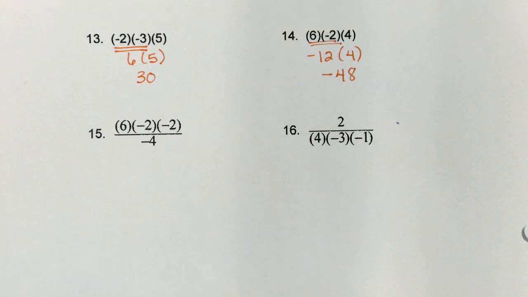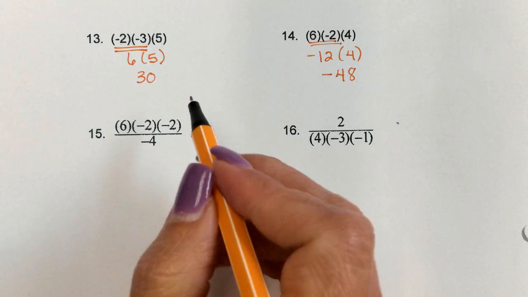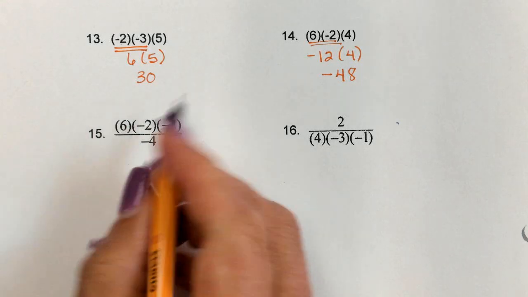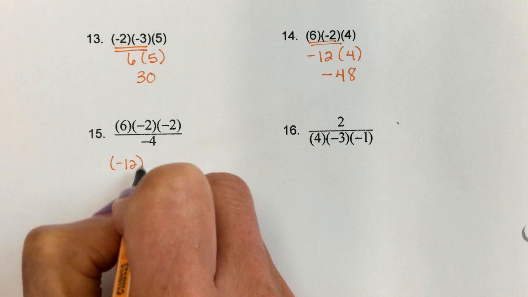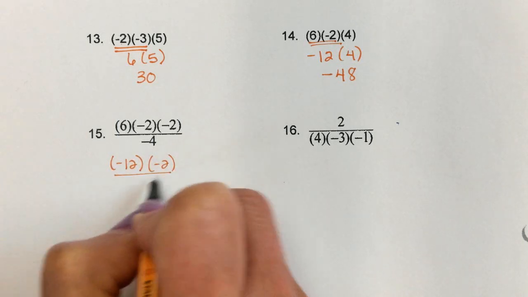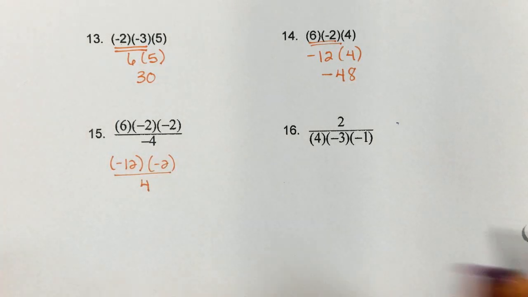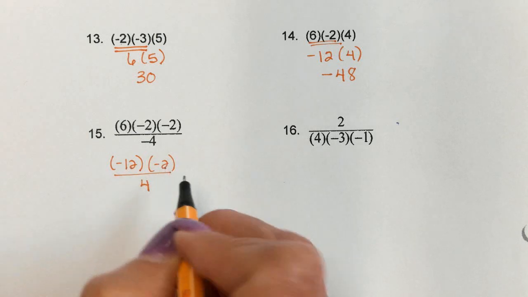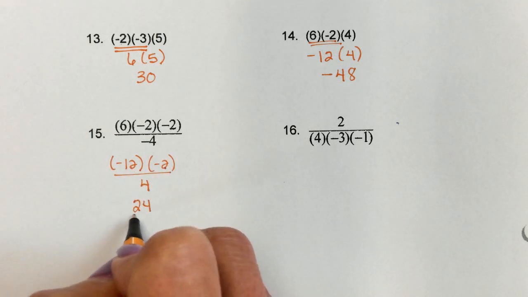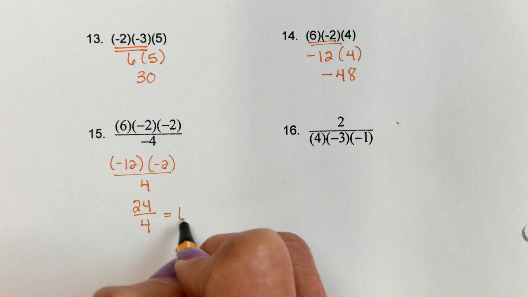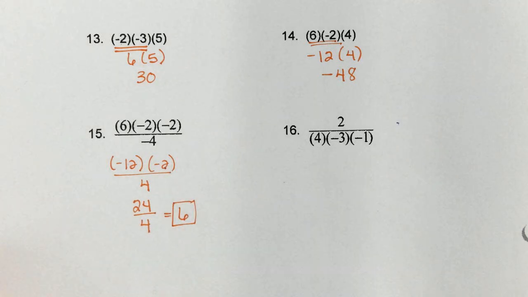So we have almost like an order of ops thing going on here. And we'll talk about that soon. 6 times negative 2 is negative 12. Bring down the negative 2 and the divide by 4. We're going to multiply negative 12 times negative 2. That's a positive 24 divided by 4, which gives me 6.